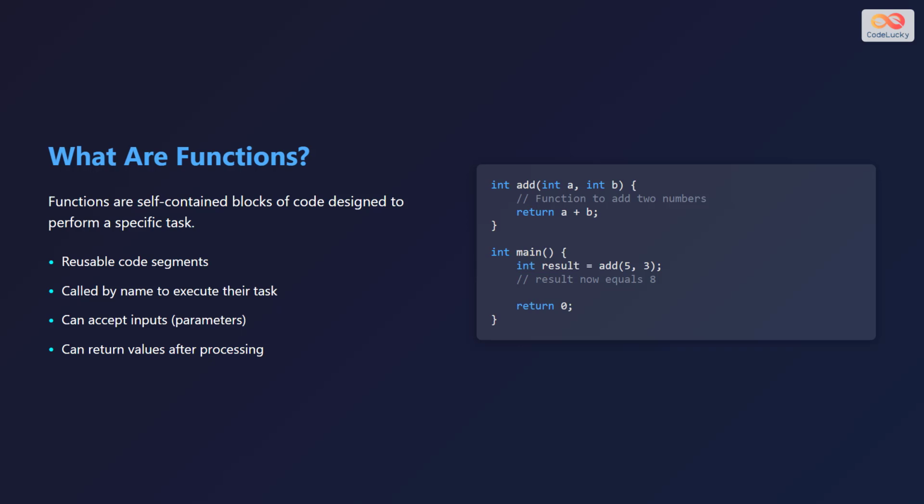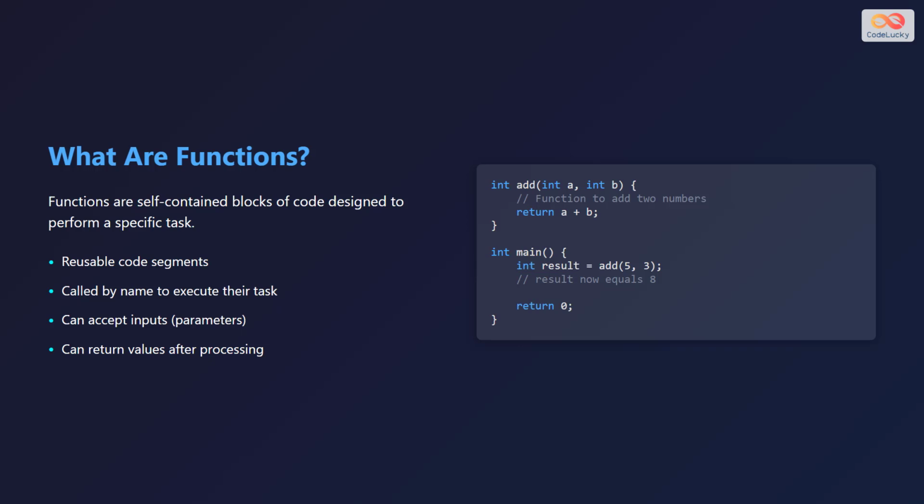Functions are self-contained blocks of code that are designed to perform a specific task. Think of them as mini-programs within your main program. Functions are reusable code segments. This means you can write a function once and use it multiple times throughout your program. To execute a function, you call it by its name.